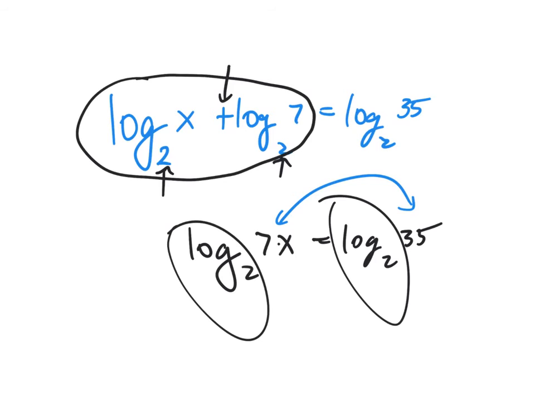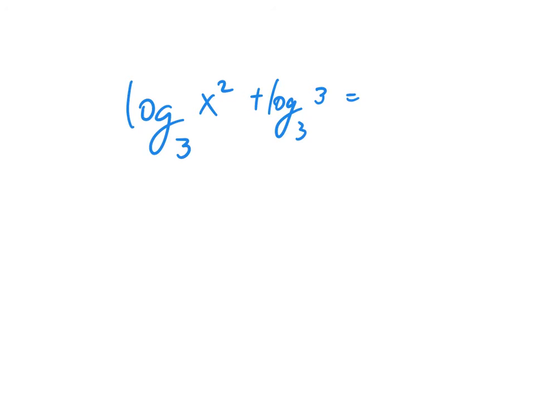All right, here's a little tiny bit. Well, how about this? I just won't help at all. See if you can do this one. Log base 3 of x squared plus log base 3 of 3 is equal to log base 3 of 27.